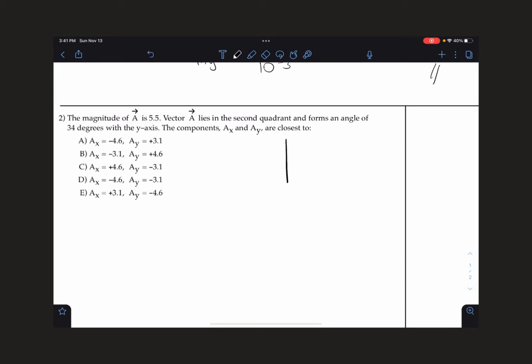So we're first starting with the free body diagram. The y-axis, the x-axis. And since the vector is in the second quadrant, we have it in here. This one is the angle we're looking for.